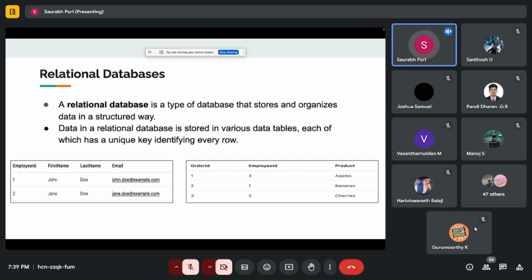But from now the main content of DBMS starts. Relational databases are a type of database which stores and organizes data in a structured way. Data is stored in the form of rows and columns. Each row has a unique key which is used to identify that row.